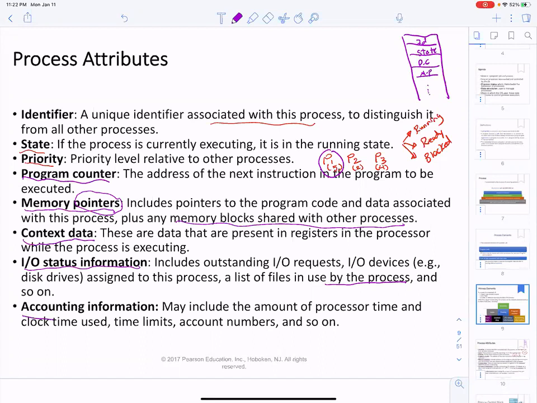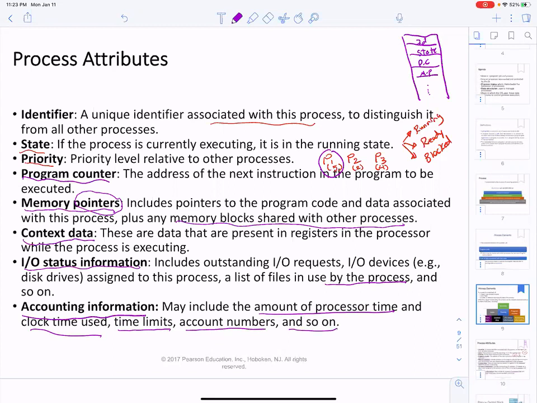And we end this data structure that we use to store all of this information about the process with accounting information. Accounting information might include some quantitative measures about the processor utilization, which means the amount of processor time, how long it took for the processor to execute or run such a process. Also, the clock time used, the starting time and the end time, and the total amount of time in the system, some upper bound and lower bound related to some time limits, in addition to account numbers and so on.